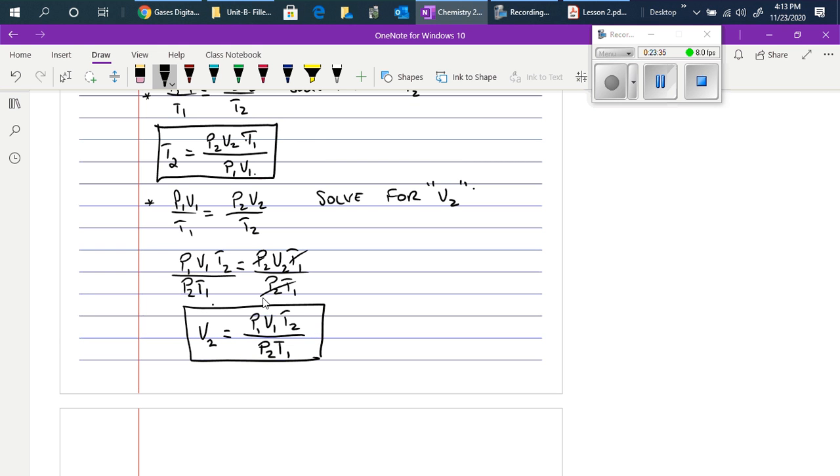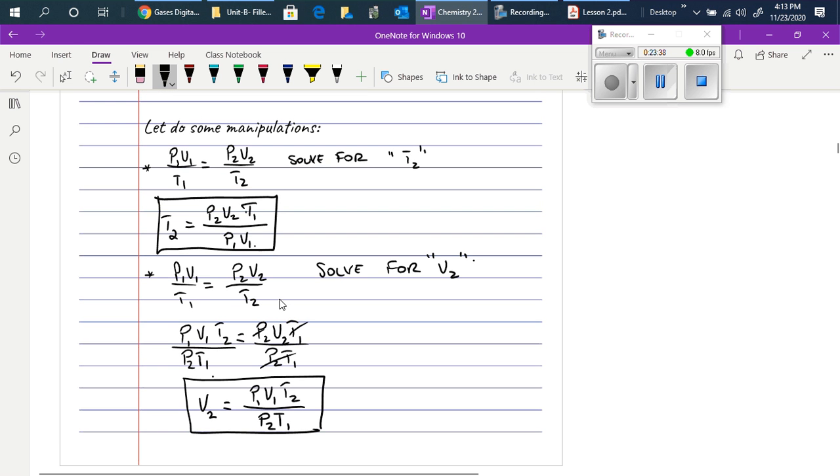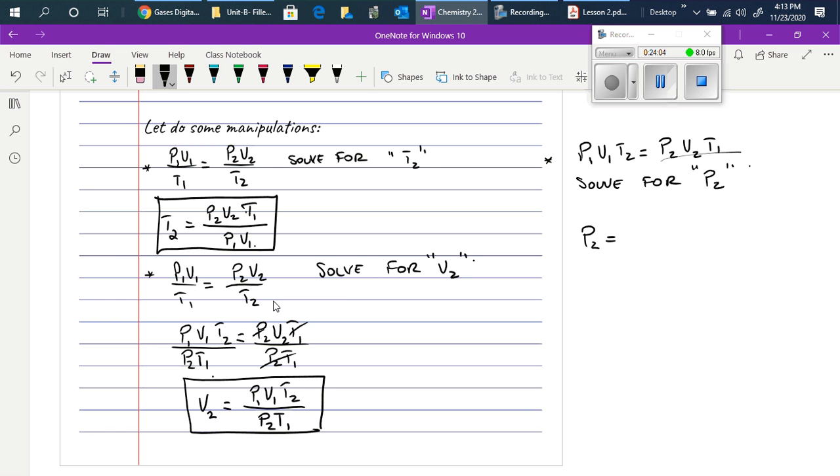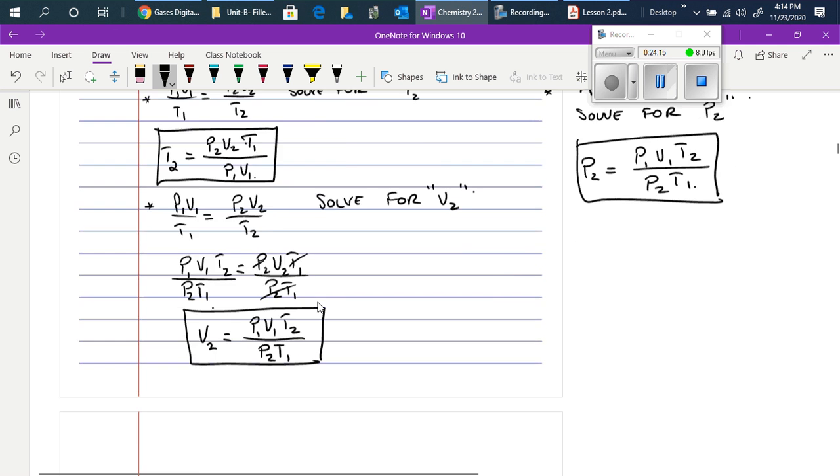Or if we have P1 V1 T2 equals P2 V2 T1, and we are solving for P2 in this case, then what we do is divide both sides by V2 T1. So we'll have P2 equal to P1 V1 T2 over V2 T1. And this will be the relationship that we will use in this case.